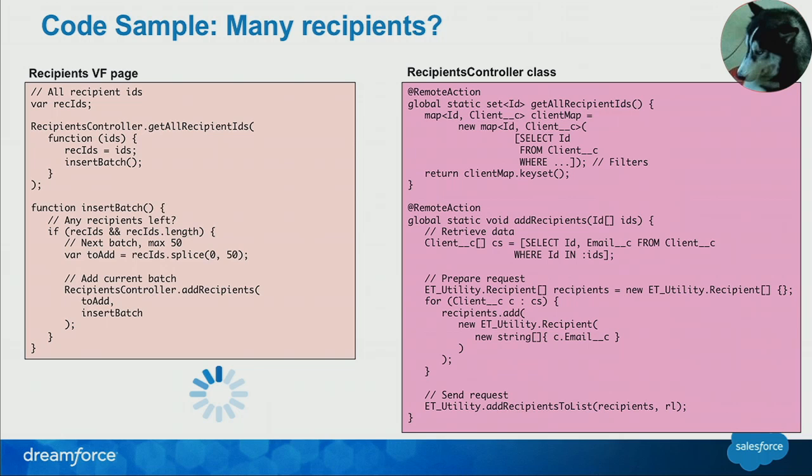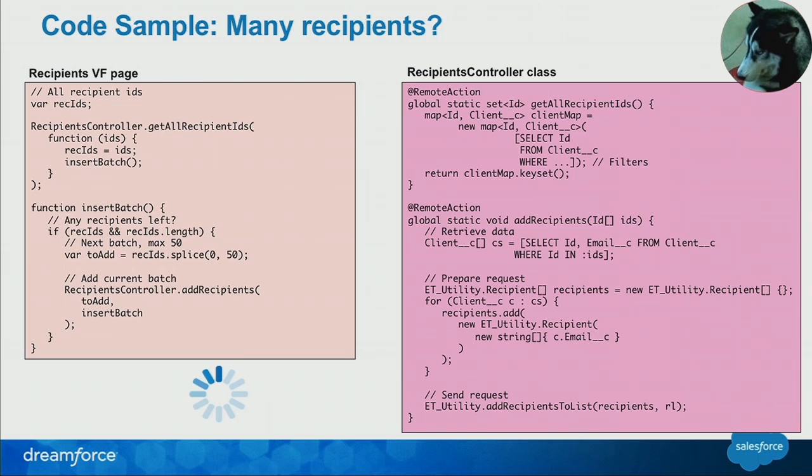So we had to come up with a workaround. What we did is we used a Visualforce page with JavaScript and a controller with remote actions. Let's start with the JavaScript. We have the first variable, which will contain all the recipient IDs.